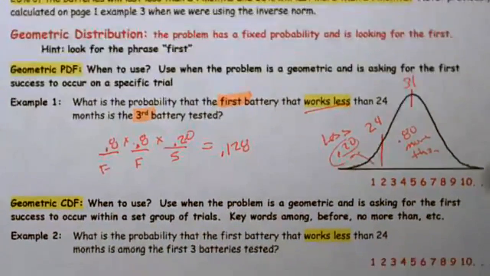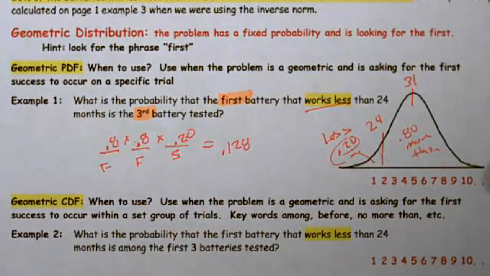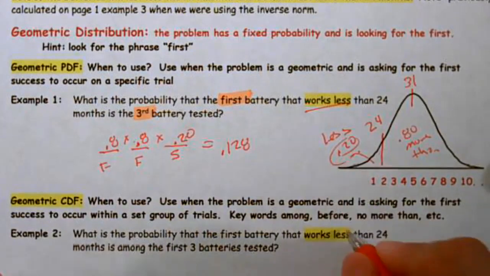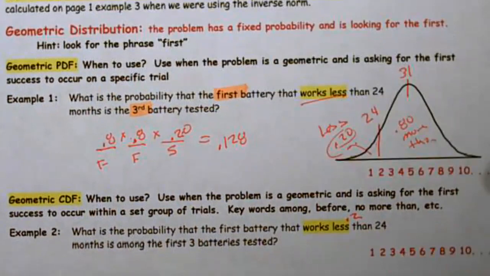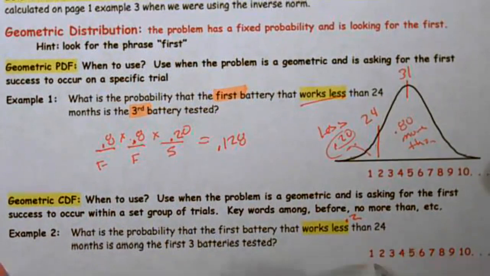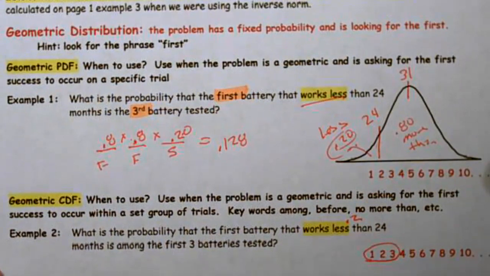All right? So what's the probability that the first battery that works less than 24 months is among the first 3 batteries tested? So we have a less, so this tells me my basic probability is 0.2. And it says, what's the probability the first battery that works is less than 24 months is among the first 3? So technically it could be the first one, the second one, or the third one, just so long as it's among those groups. So I need to sum up all those probabilities.